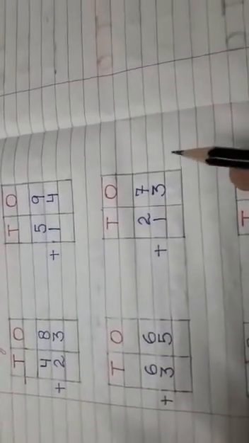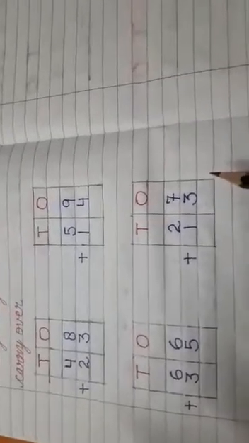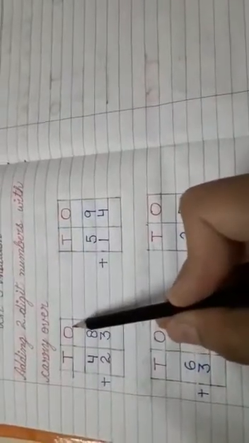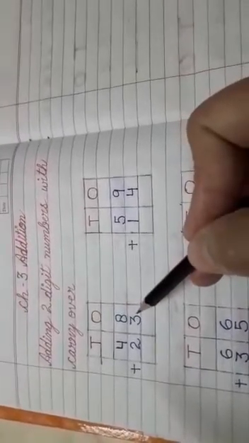I have placed the digits in the tens and ones columns as you can see. In 48, 8 is in the ones column and 4 is in the tens column, and in 23, 3 is in the ones column and 2 is in the tens column. Now let's start adding the numbers. First of all, 8 plus 3.